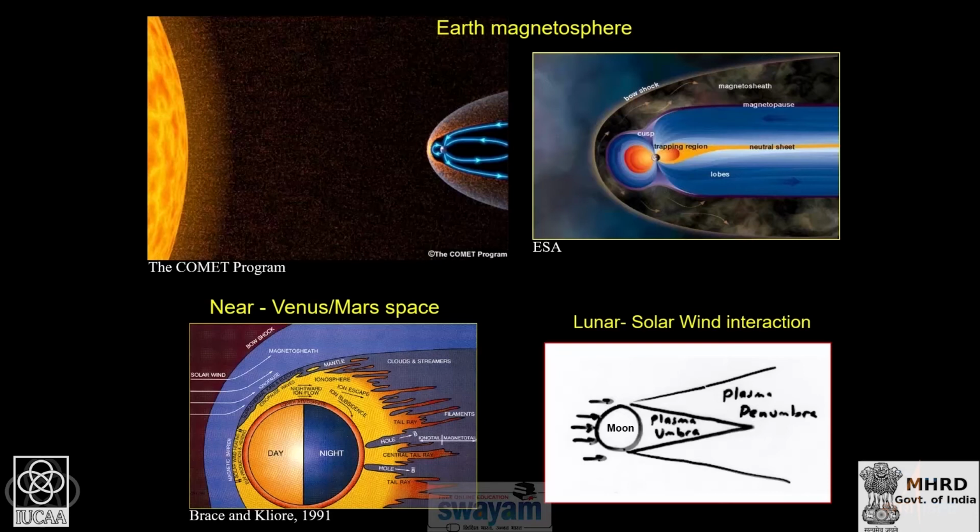But now, in the case of the moon, which does not have an atmosphere and magnetic field, the interaction is very different. The whole solar wind was assumed to come and hit the lunar surface and get absorbed, and on the night side you have a plasma wake or a vacuum.